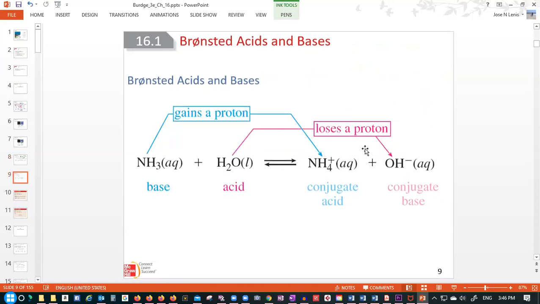For the case of ammonia, ammonia is a weak base that can accept a proton from water. Therefore, water is behaving as an acid due to the amphoteric properties of water. So the base gains a proton to form the conjugate acid. And the acid loses a proton to form the conjugate base.